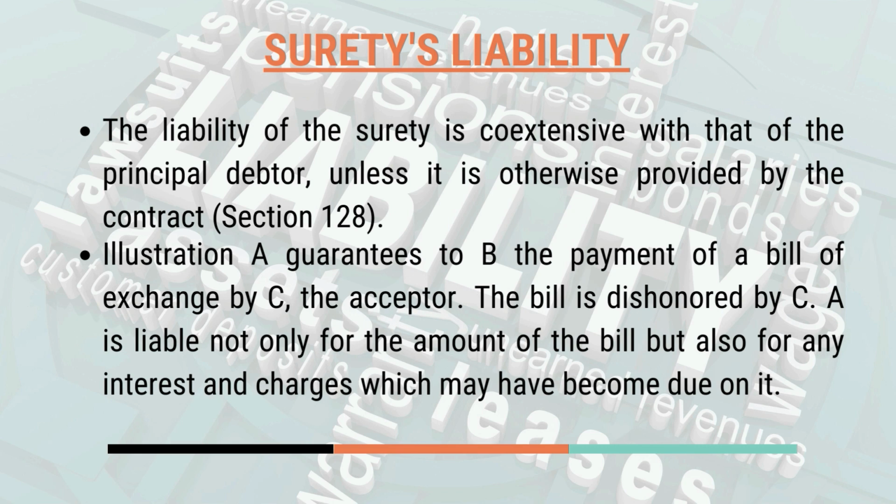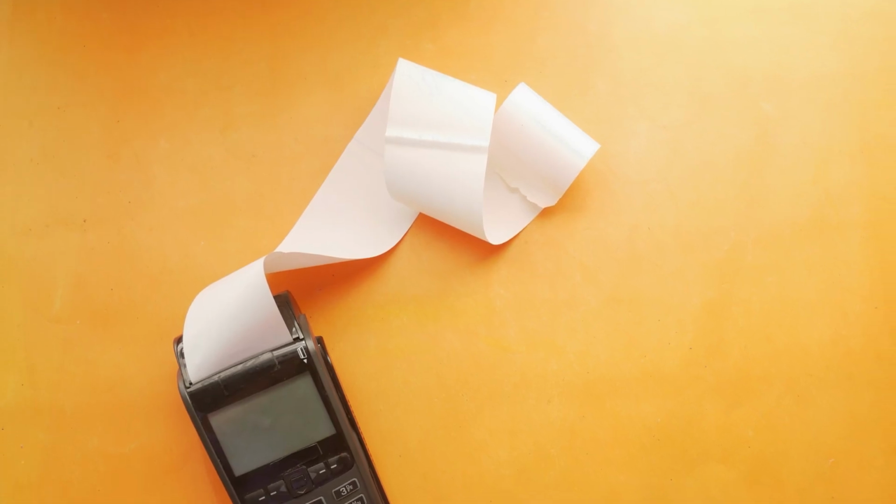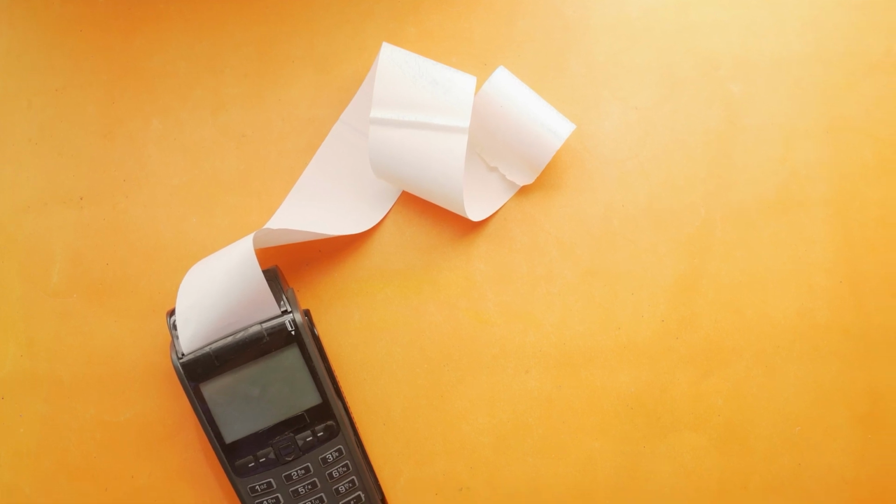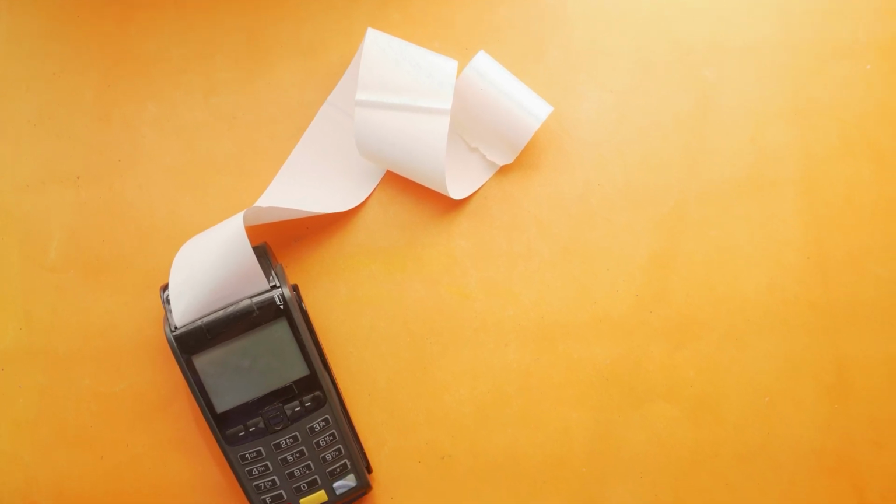For example, A is guaranteeing to B the payment of bills of exchange by C, that is the acceptor. The bill is dishonored by C, then A is liable not only for the amount of the bill but also for the interest, charges, bouncing charges which may have become due on it. So, surety is not responsible only to the amount. In case bill is dishonored, so noting charges, dishonor charges or the charges of interest nature will be paid by the surety.